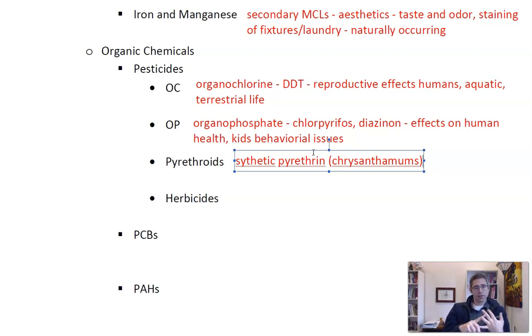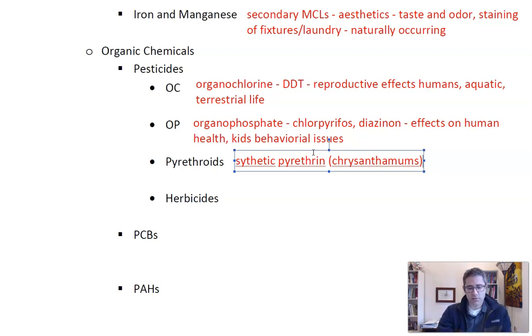in fabrics, it can be used in sprays. Like now if you go to Home Depot and buy your Raid, it's going to have a pyrethroid in it, not an OP or an OC pesticide. There's about 7 to 10 common pyrethroids, things like bifenthrin, lambda-cyhalothrin, permethrin. These are the more common ones.